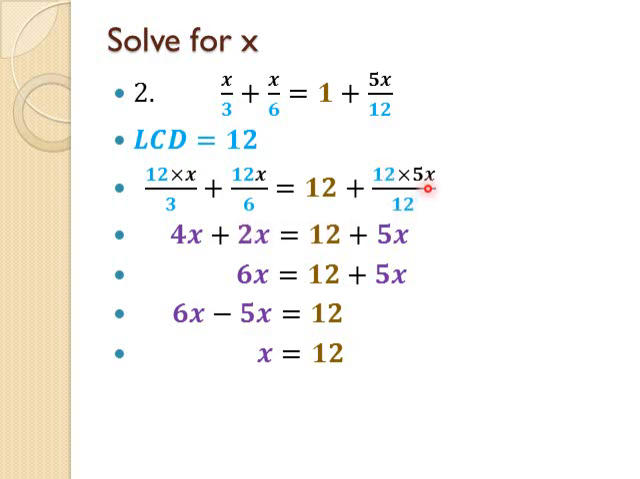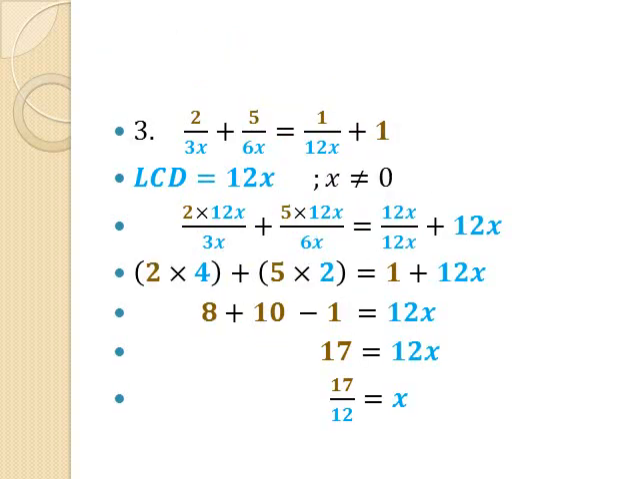12 divided by 12 cancels. I'm left with 5x. 4x plus 2x would give me 6x, equal 12 plus 5x. If I bring 5x over, it becomes 6x minus 5x equal 12. 6x minus 5x is x, so therefore x simply equals 12. So in every exam we have one with a single term denominator, right? Let's look at the next problem.